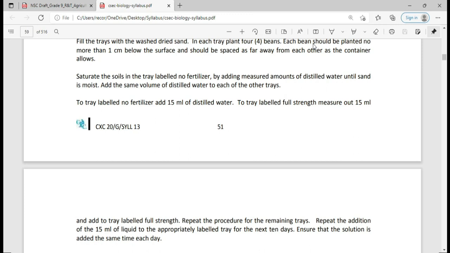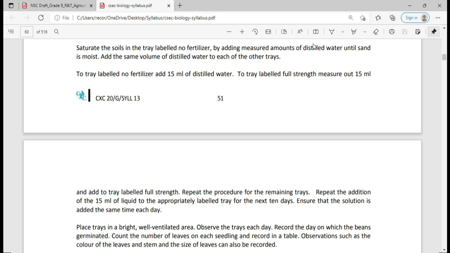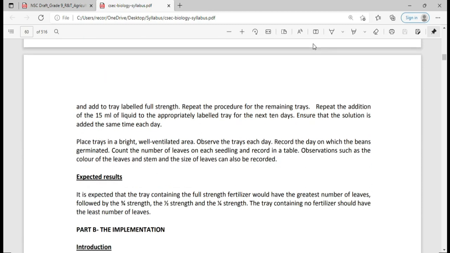Repeat the addition of 15 ml of liquid to the appropriately labeled tray for the next 10 days. So here it is telling us that this is not a 1-day thing. It is going to take us 10 to 11 days to complete this experiment. Ensure that the solution is added at the same time each day. We want to ensure that the results of this experiment are not by chance. So we want to increase the accuracy by ensuring that everything is done on the same day, at the same time for all the sets in your experiment.